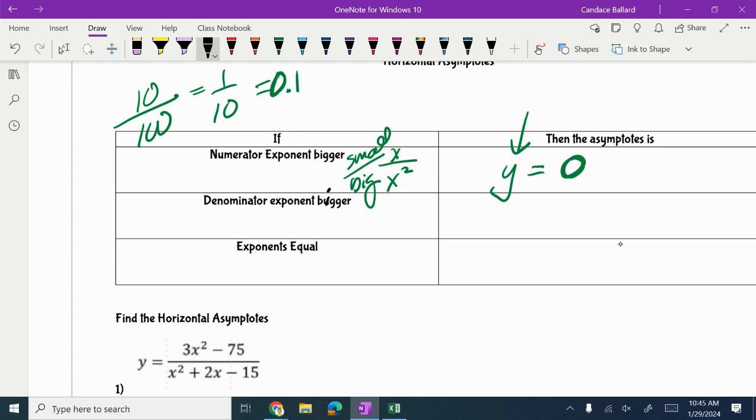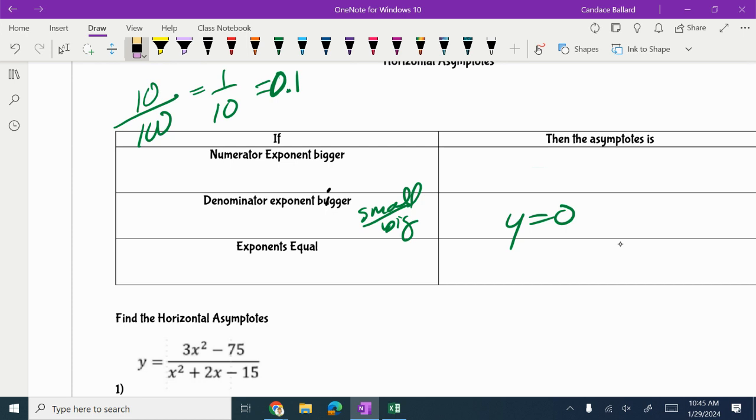All right, the denominator exponent bigger. I just did that backwards, didn't I? That was supposed to say numerator bigger, so let me fix that. This is the one that was supposed to be down here. This is the small over the big, and this is the y equals 0. Sorry about that. I messed it up. I apologize. Welcome to Monday.